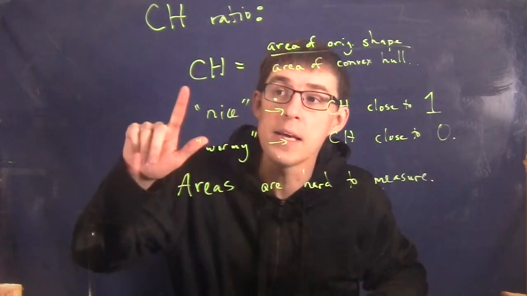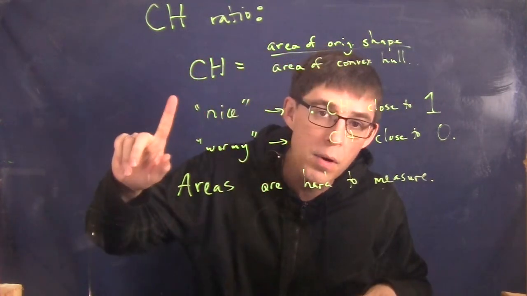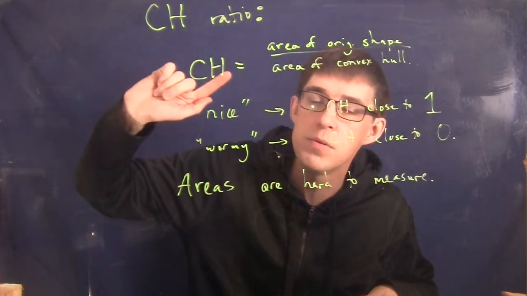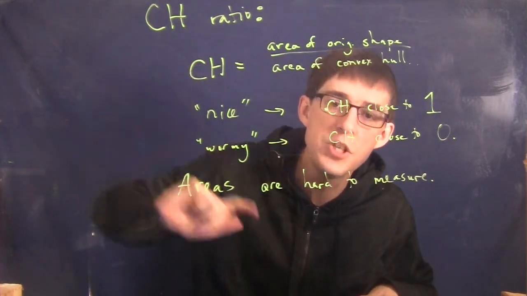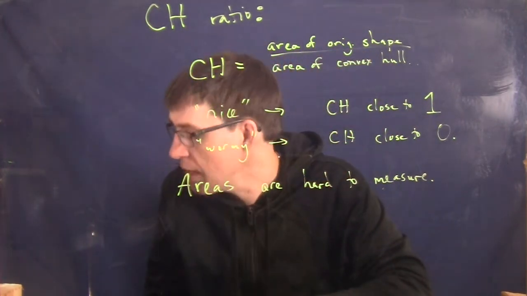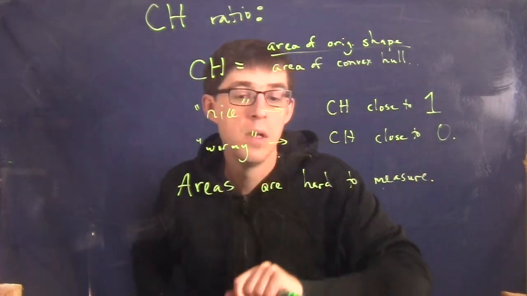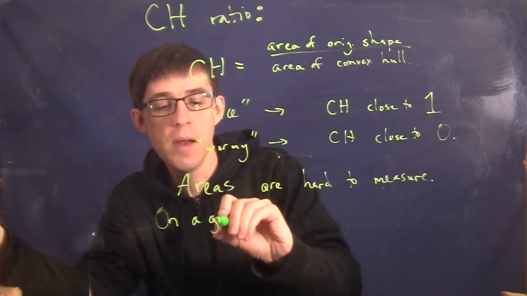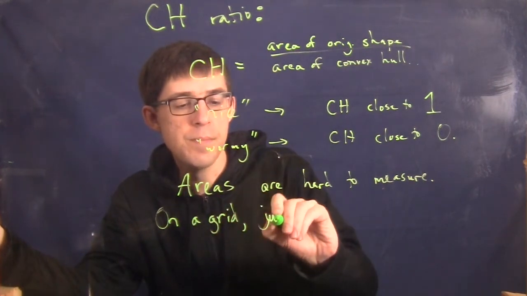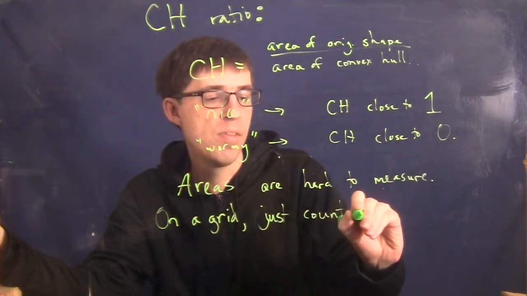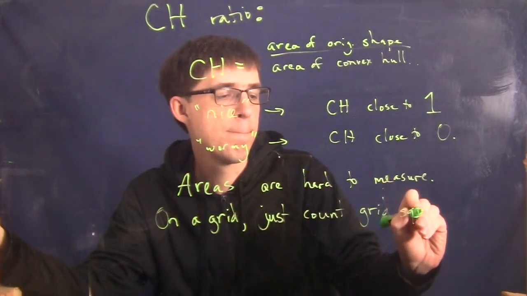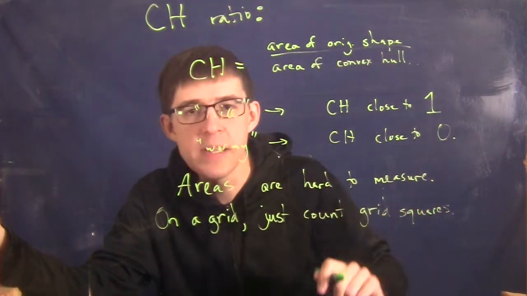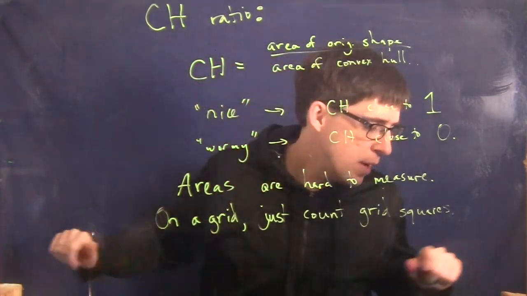All right, so I'm going to hand out another handout which has shapes which are based on grids, and I want us to try to compute the convex hull ratio for each of those shapes. I'm going to do the first one. You are going to do the other ones. But let me just say, on a grid, this is easy, right? Just count the grid squares. And I'll show you exactly what I mean by that. All right, let's look at the handout together. Print it out if you've got a printer.